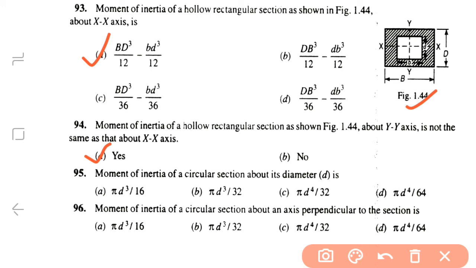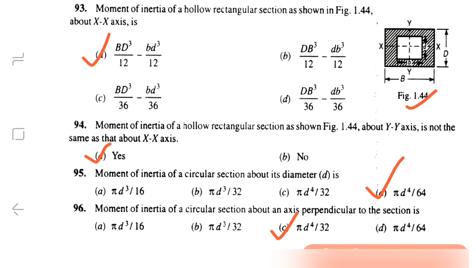Now next is moment of inertia of a circular section about its diameter d is. Here, friends, these are the options, and here option D is the correct answer, that is pi d raised 4 upon 64. Now next is moment of inertia of a circular section about an axis perpendicular to the section is. Here, friends, these are the options, and the correct answer is pi d raised 4 upon 32.